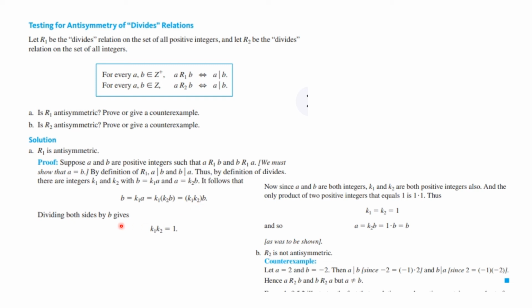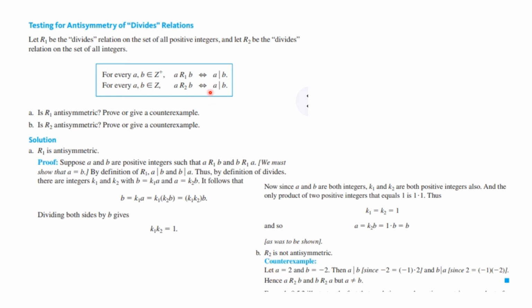If we divide both sides by B, and again B is a positive integer, so we can divide by it, we get K1 K2 is equal to 1. And since A and B are both positive integers, K1 and K2 are both positive integers also, and the only product of two positive integers that equals 1 is 1, and therefore A equals B, which we had to show. It is anti-symmetric.